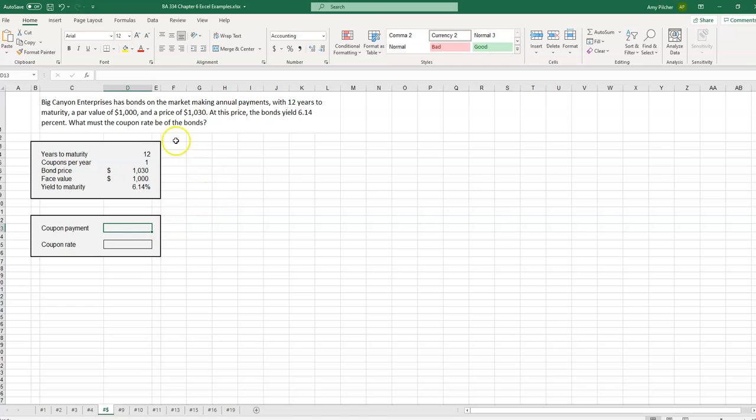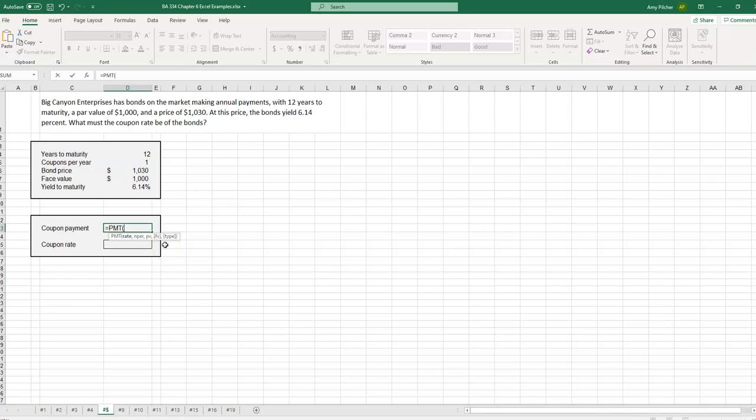In this example, we have the years to maturity, the coupons are annual, we have the bond price, the face value, and the yield to maturity, and what we're trying to figure out is what the bond's coupon rate is. The first thing that we have to do is calculate the coupon payment. So we use the payment formula, and we used that before in Chapter 4 and Chapter 2. So we have our rate.